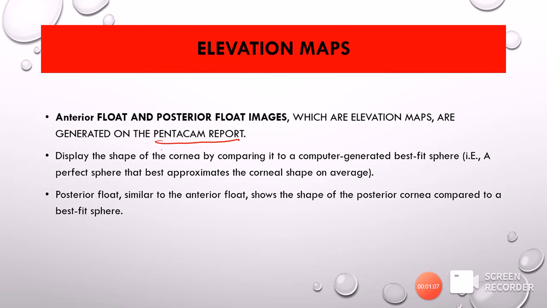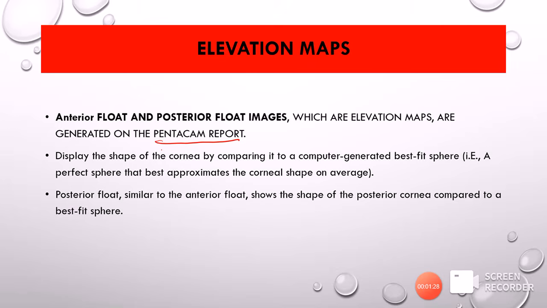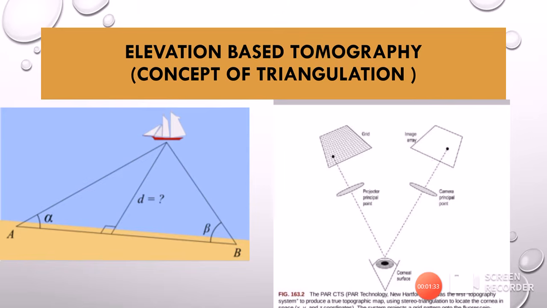Okay, so the anterior float is nothing but comparison of the anterior curvature with a reference, and the posterior float is nothing but comparing the shape of the posterior cornea with a reference. Now the reference that is present here is of two types, the best fit sphere and the best fit toric ellipsoid. So let me tell you about them one at a time, but first let us understand what is meant by the concept of triangulation, which is specifically present in elevation based tomography, that is the Pentacam or the Scheimpflug and the slit scanning like the Orbscan.